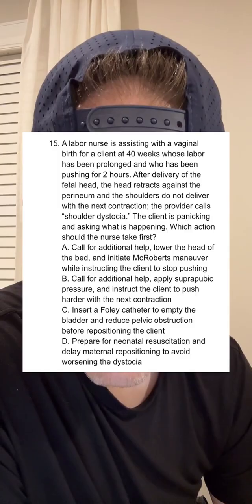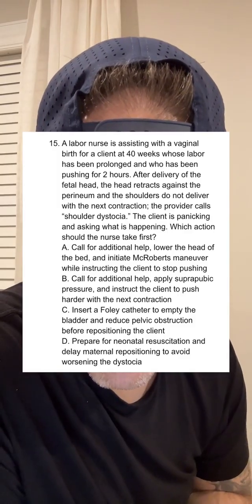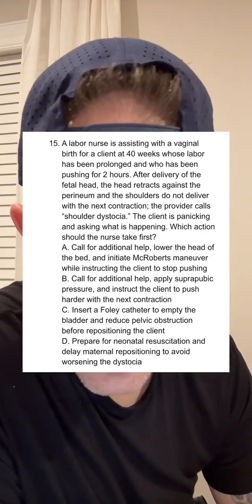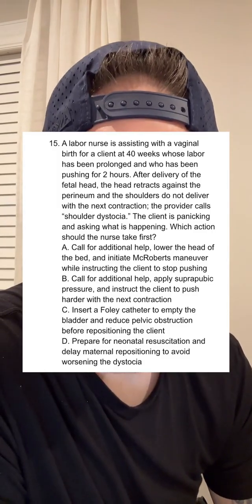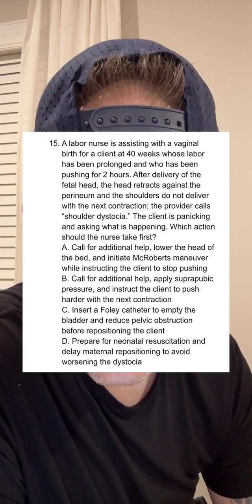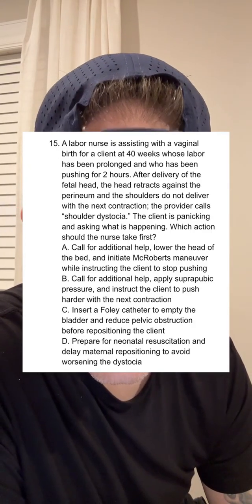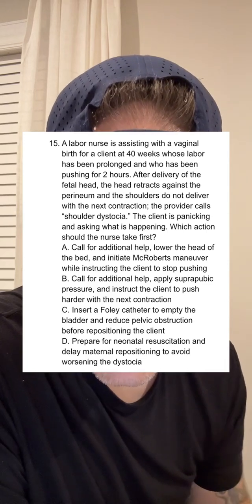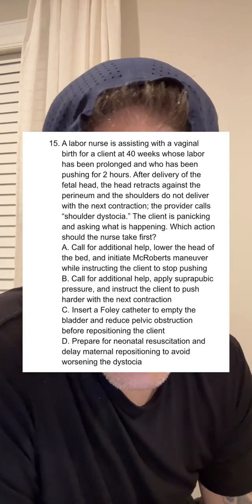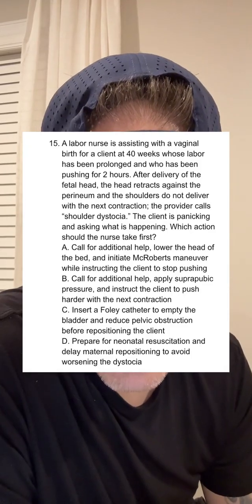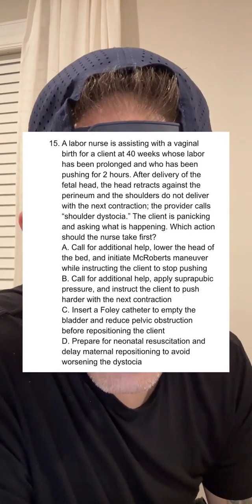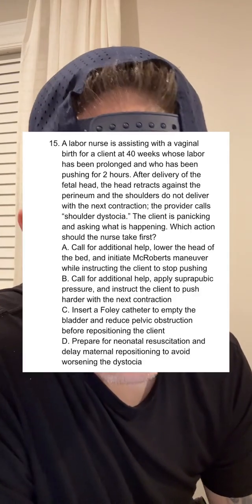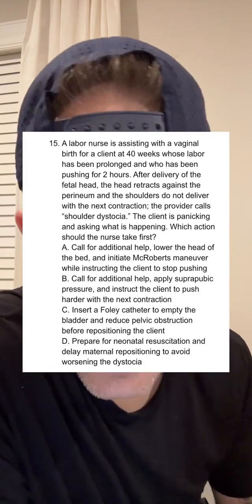15. I'm seeing some A and Bs. All right. Good. The correct answer here is going to be A. All right, calling for additional help. We need to intervene. Shoulder dystocia is an emergency, where immediate team mobilization and first line maneuvers like the McRoberts reduce time to delivery and hypoxic risk.